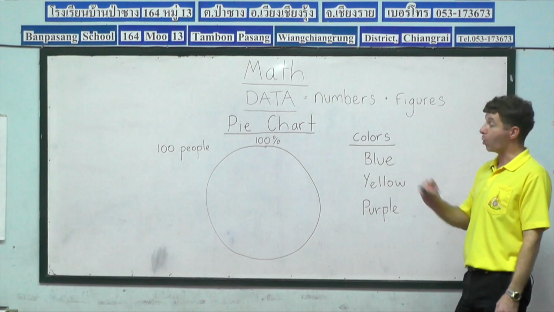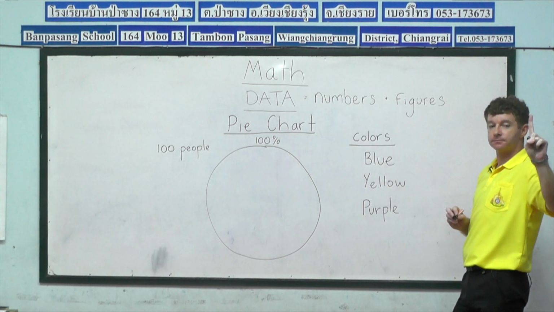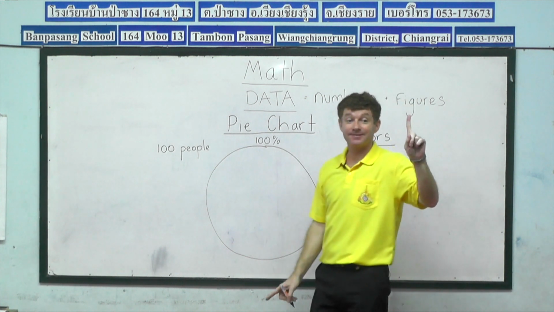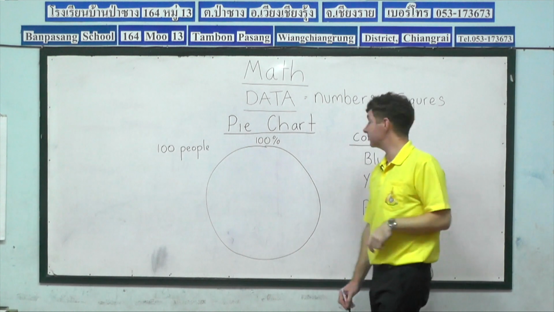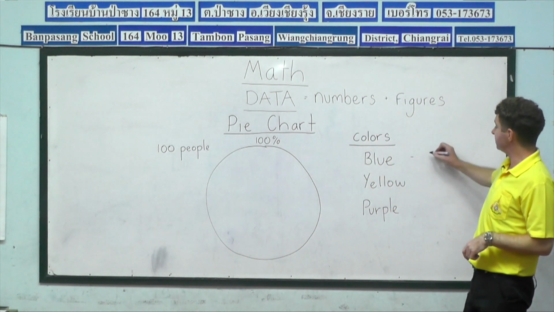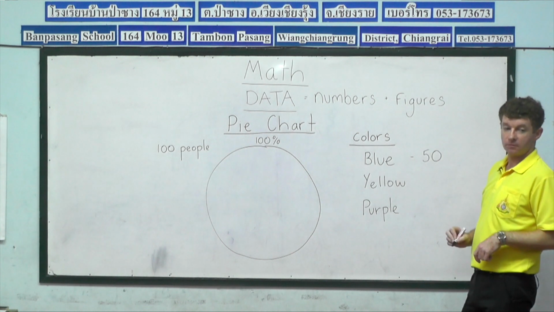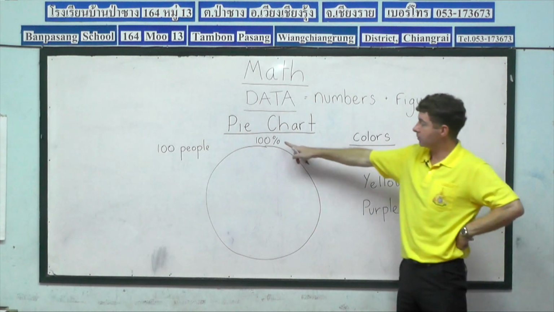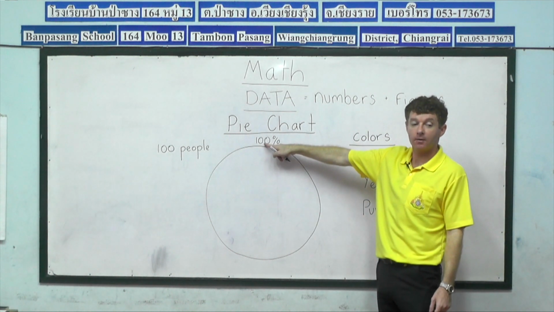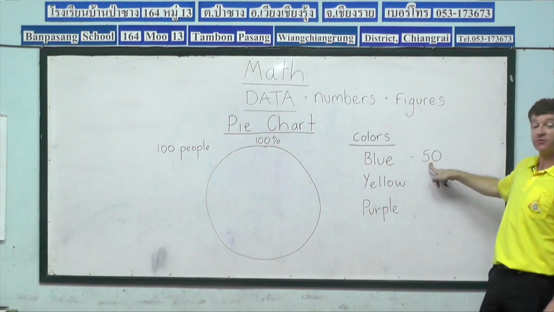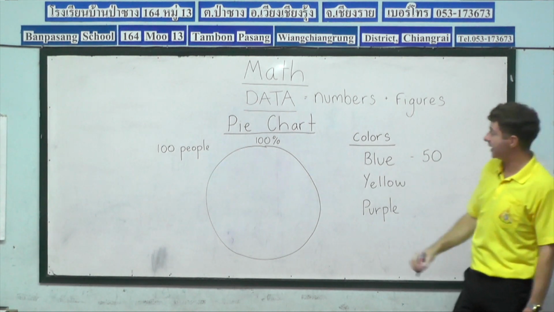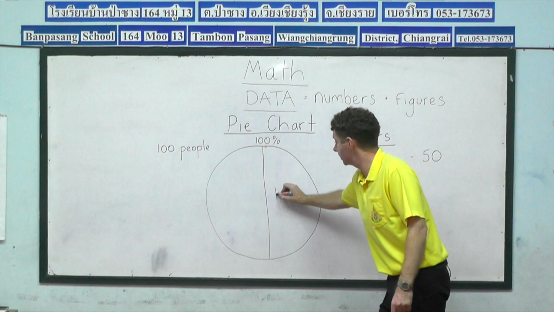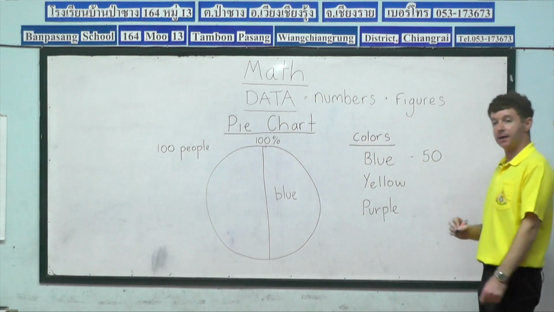So 100 people, 100%. How many percent is one person? If 100 people are 100%, one person is 1%. Okay? Each person is 1%. So, if we say 50 people like blue, what percentage of our pie will be blue? Excellent, because what's an entire pie? 100%. So what's half of 100? 50. So we can say that if 50 people like blue, half of our pie will be B, L, U, E, blue.